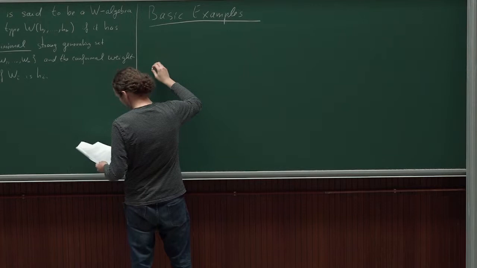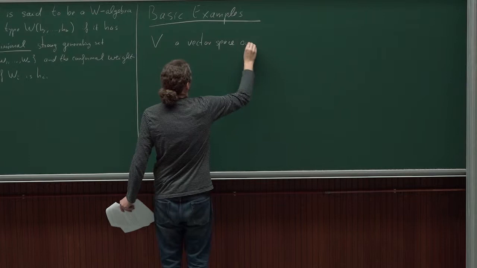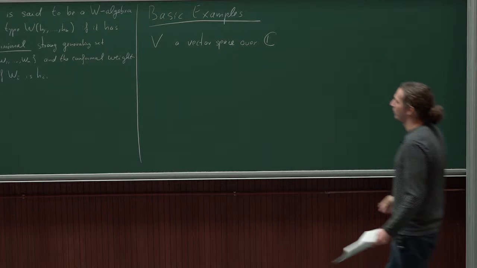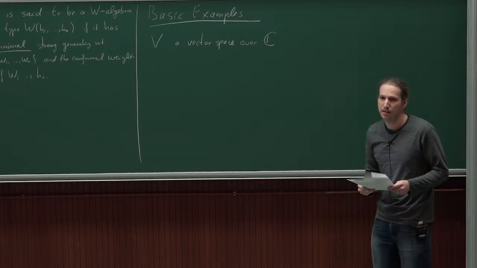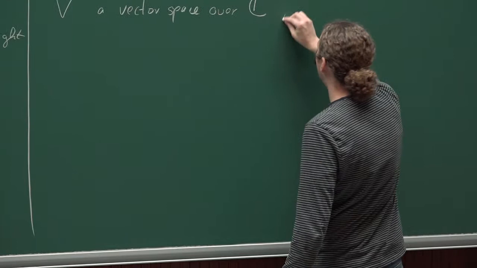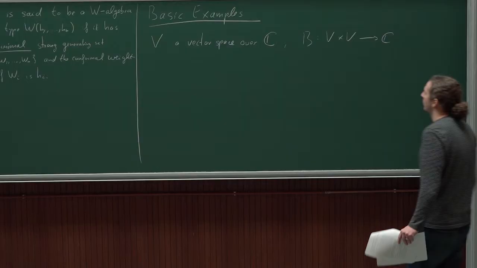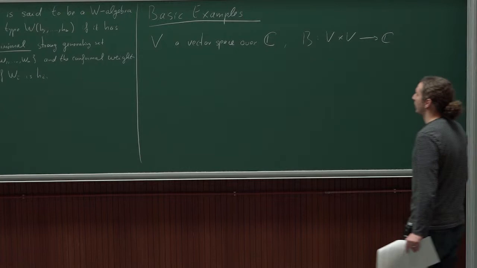So the starting point is V, a vector space, let's say over C. And in principle, I would actually like to replace C by any ring if we go to deformable families, but I will not do that for now. And then together with a bilinear form. So if you have this data, you can attach to it two or actually even four different VOAs.